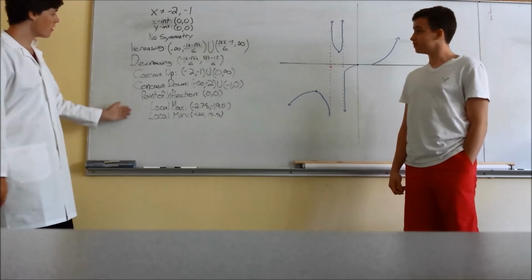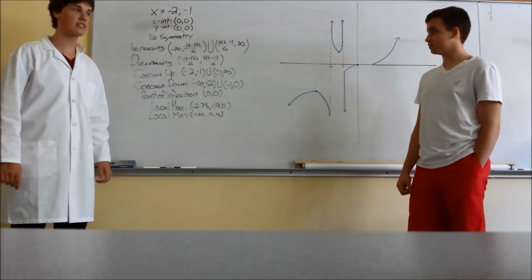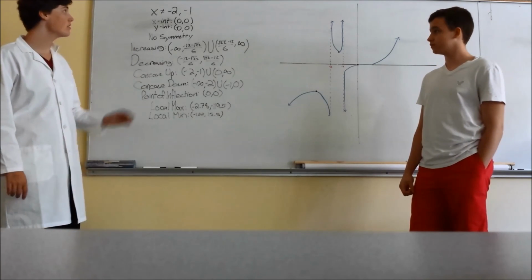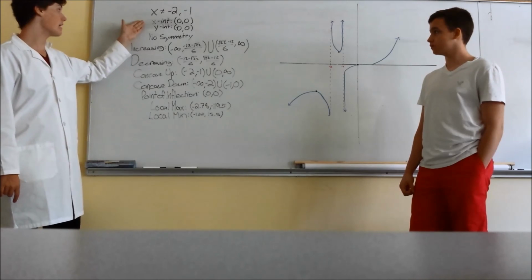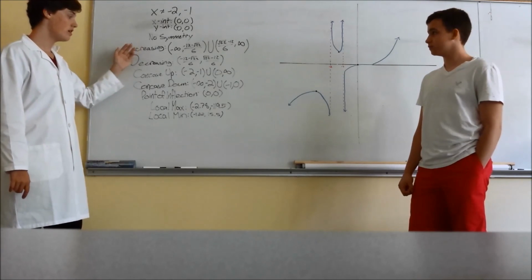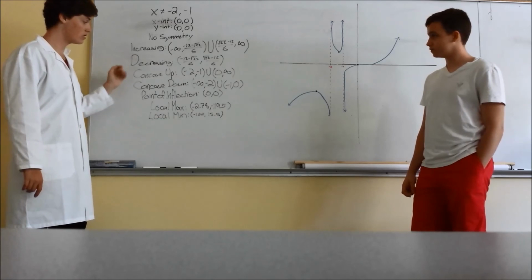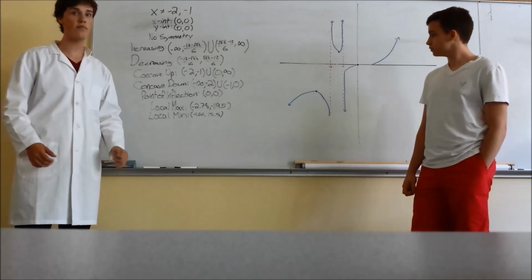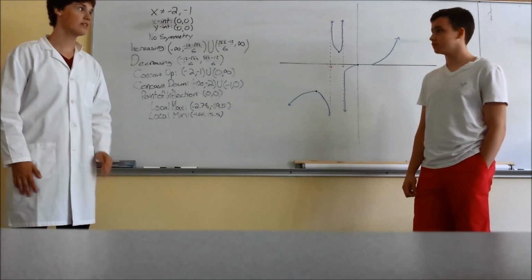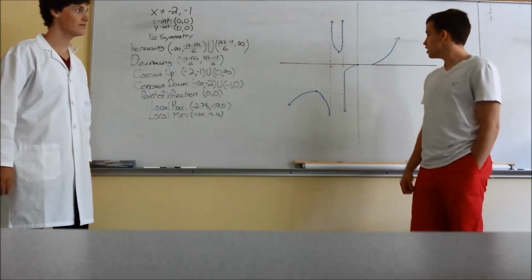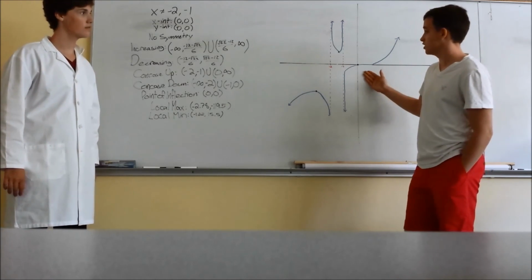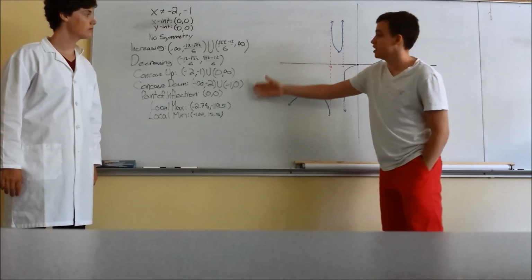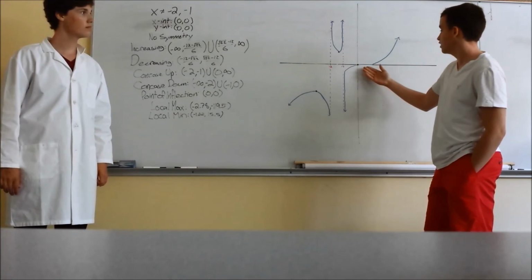Here we've written down all of the information gathered in our first 7 steps of curve sketching. We've included asymptotes, intercepts, symmetry, our intervals of increase and decrease, our local maximums and minimums, and our concavity. And now we've made it to our 8th and final step, sketching the curve. So here's what our function looks like, and we've gathered all this information and applied it to our graph of f of x.